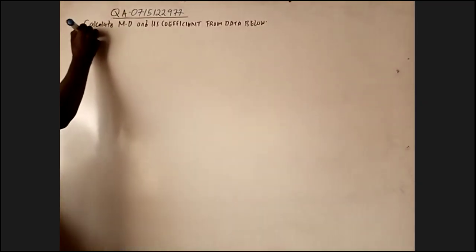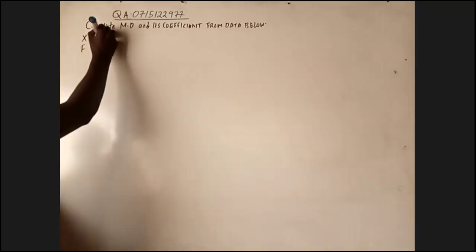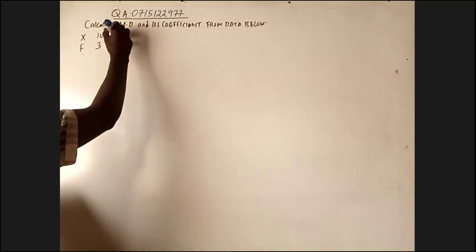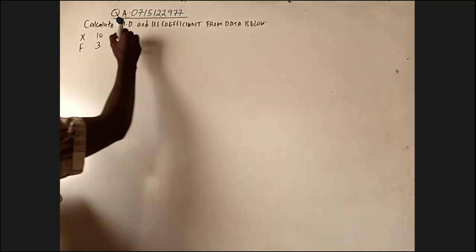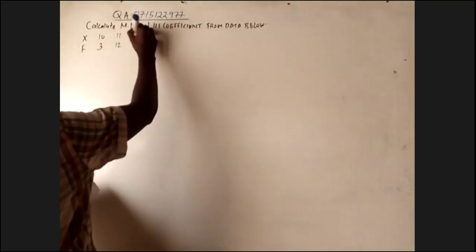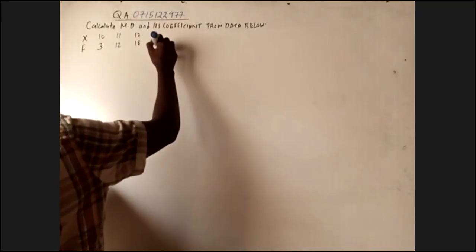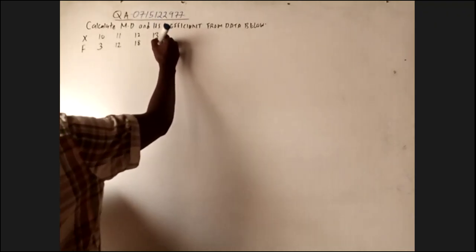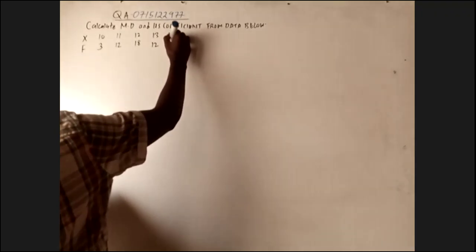So we have X and F. Now when X is 10, frequency is 3. 11, frequency 12. 12, frequency 18. 13, frequency 12. 14, frequency 3.